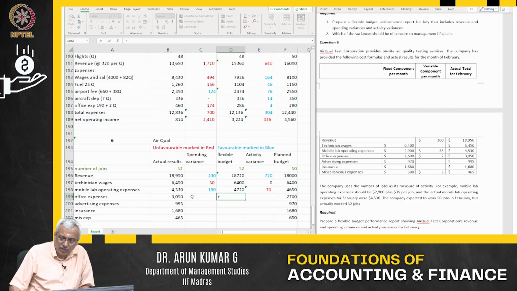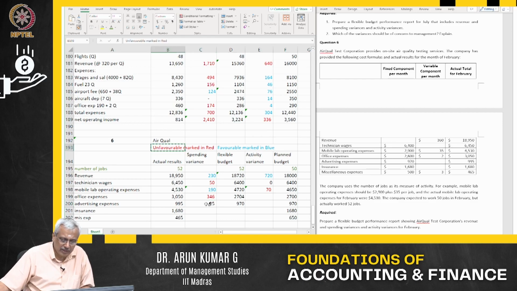My office expenditure, what should it be? My office expenditure is 2600 plus 2 into my activity out here. This should have been my activity, but it is unfavorable. I have spent more. In this particular case, my spending is unfavorable. My advertising should be 970, whereas I spent 995. In this case, again, $25 is unfavorable.